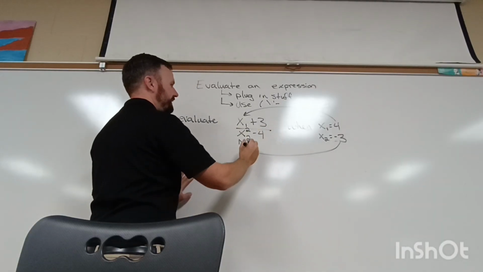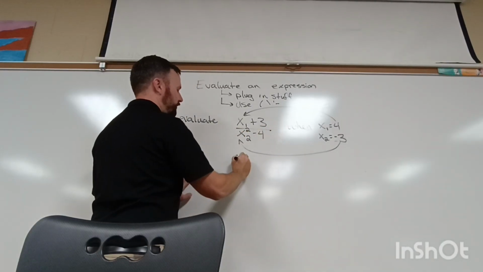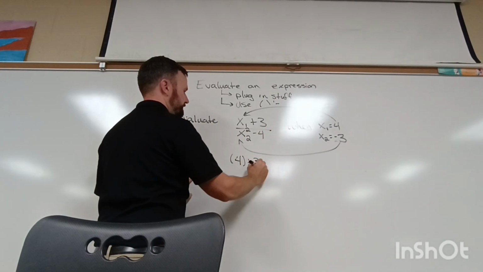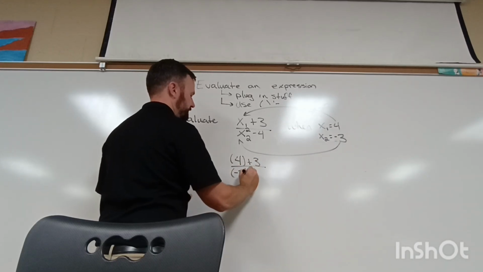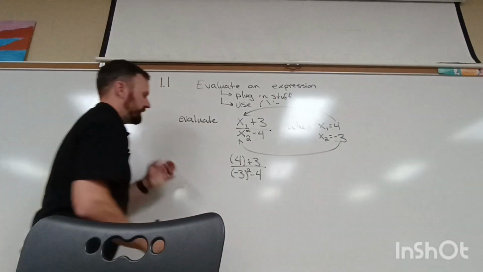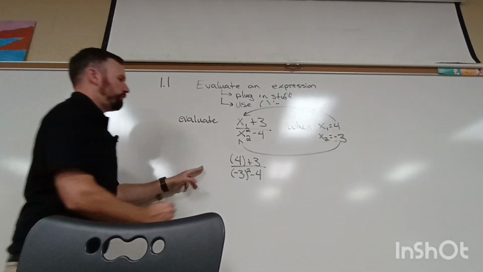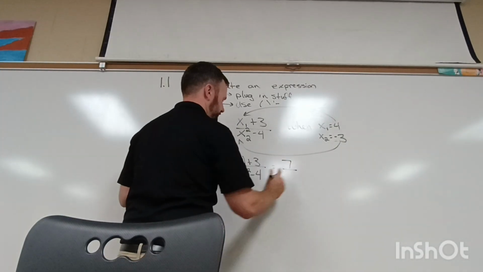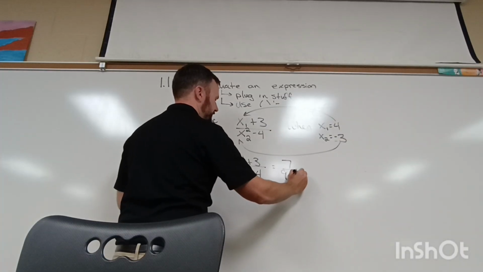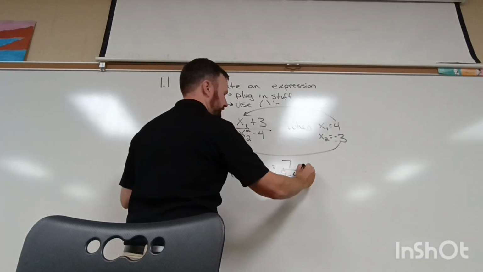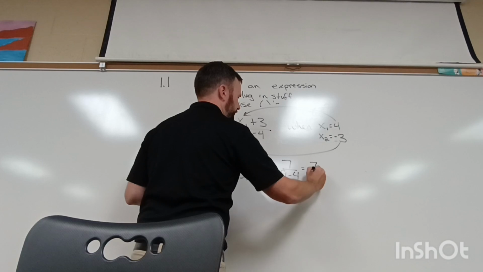All right. So I'm going to plug in 4 for my x sub 1. I'm going to plug in negative 3 for my x sub 2. All right. So 4 plus 3 is 7. Negative 3 squared is positive 9, right? In the parentheses. That's 7 over 5.